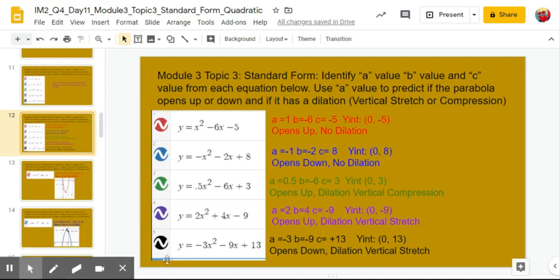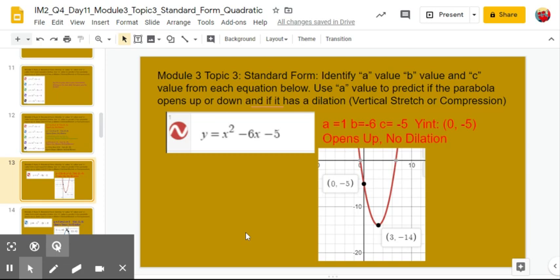For number 5, or the black equation here, we have y equals -3x squared minus 9x plus 13. So our a value is -3, our b value is -9, our c value is positive 13. The a value being negative tells us it opens down. The fact that it's a 3 tells us the dilation, it's a vertical stretch. And then c being 13 tells us the y-intercept is 0, 13.